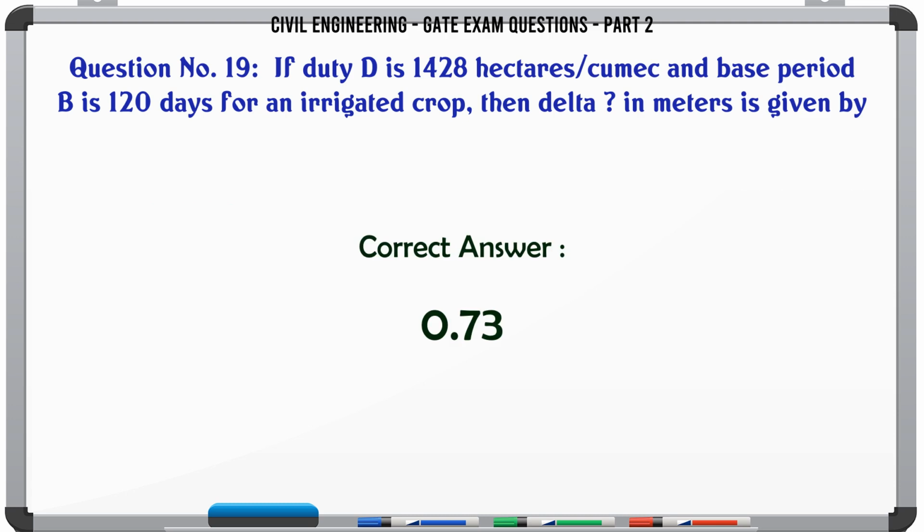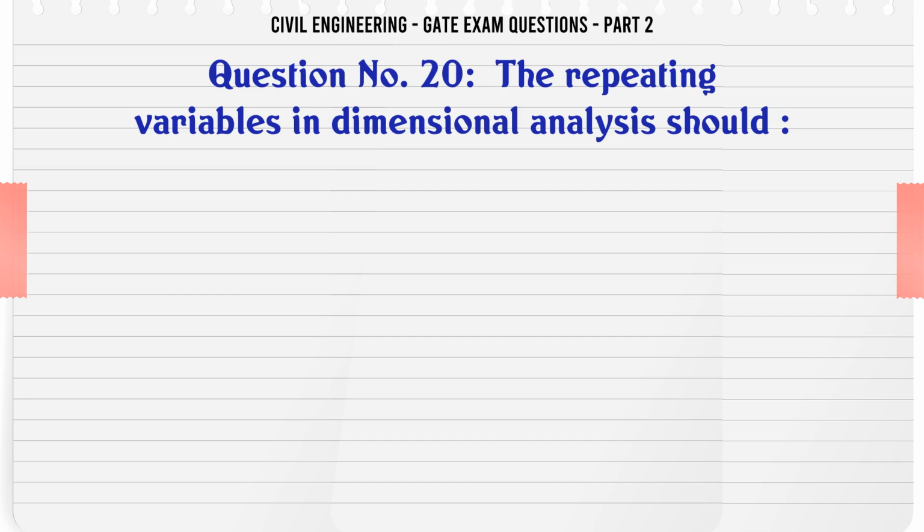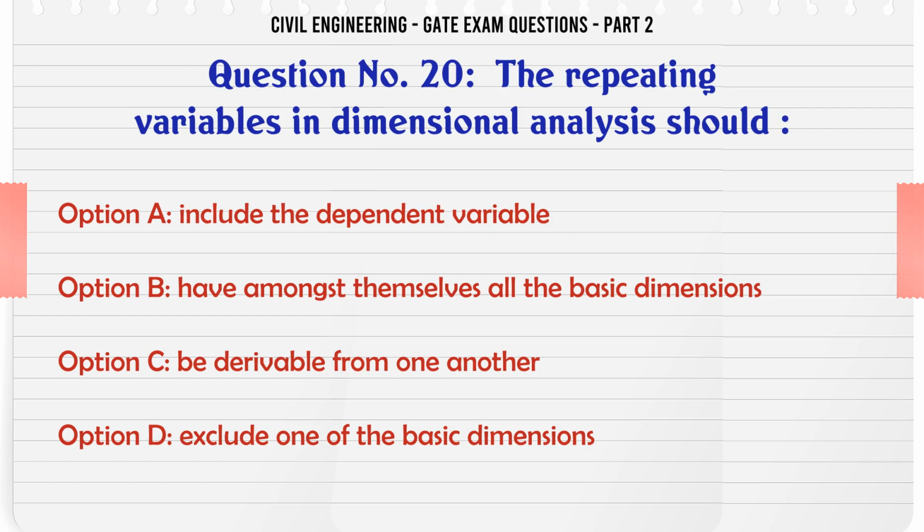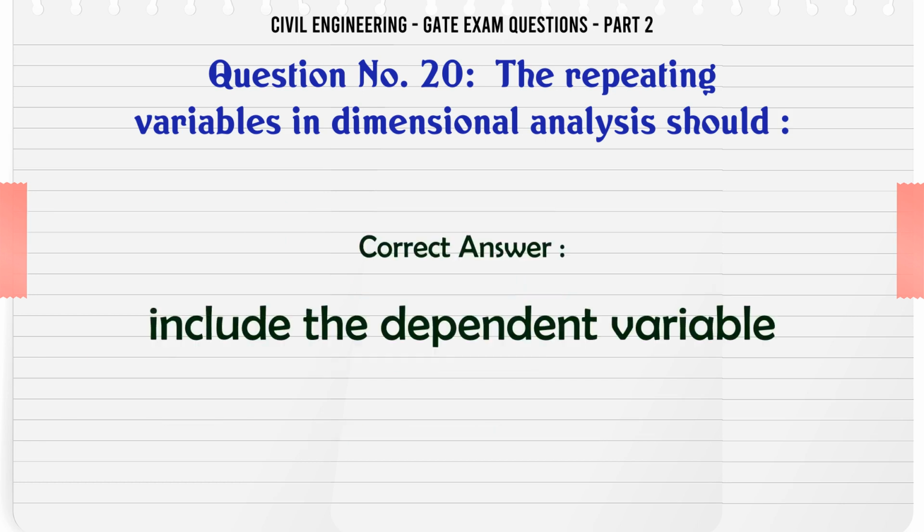The repeating variables in dimensional analysis should A. include the dependent variable, B. have amongst themselves all the basic dimensions, C. be derivable from one another, D. exclude one of the basic dimensions. The correct answer is include the dependent variable.